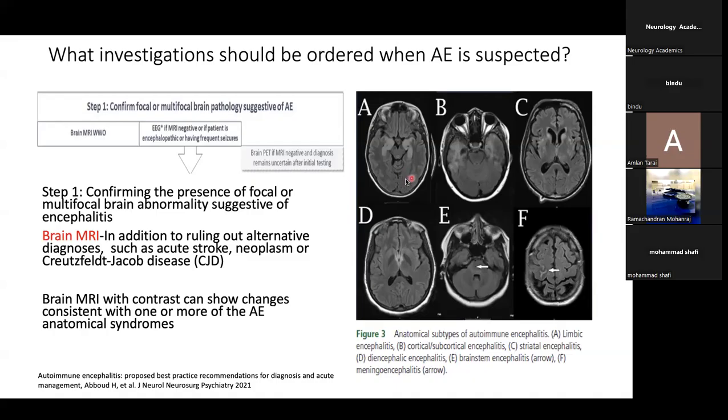brain. A depicted here is limbic encephalitis, B is cortical and subcortical encephalitis, and striatal area is affected in C, that is striatal encephalitis. When the diencephalon is affected, we can see diencephalic encephalitis, brainstem encephalitis, and meningoencephalitis. So through MRI, we can anatomically differentiate different types of autoimmune encephalitis.